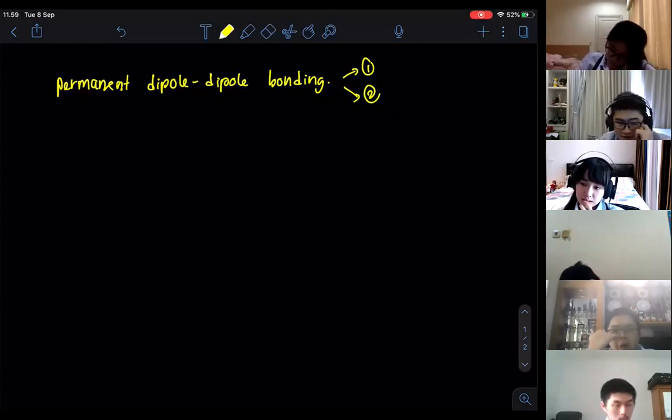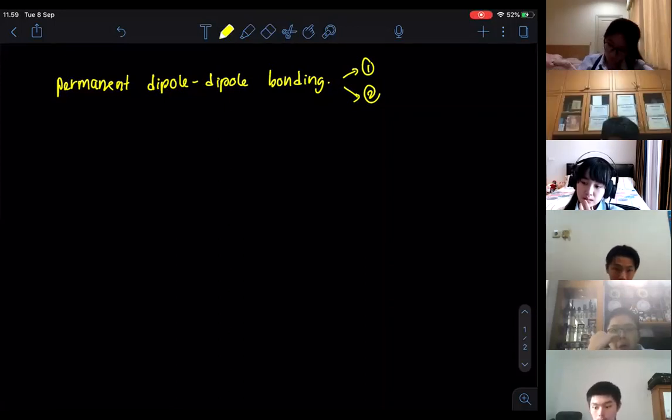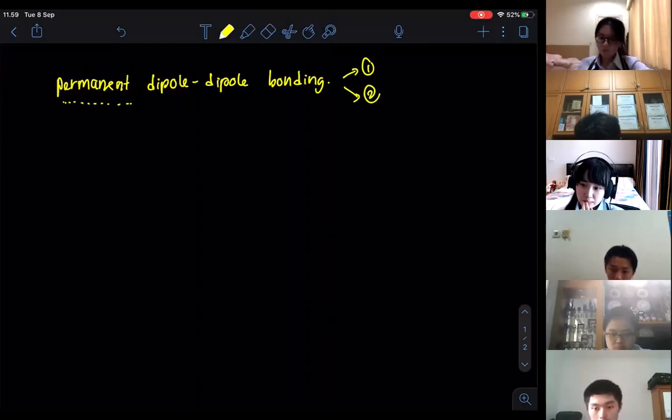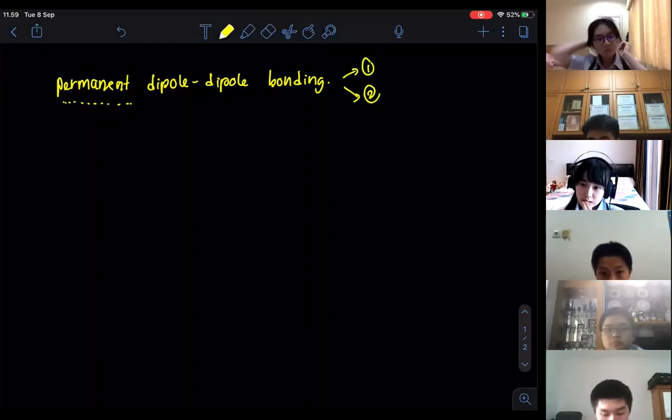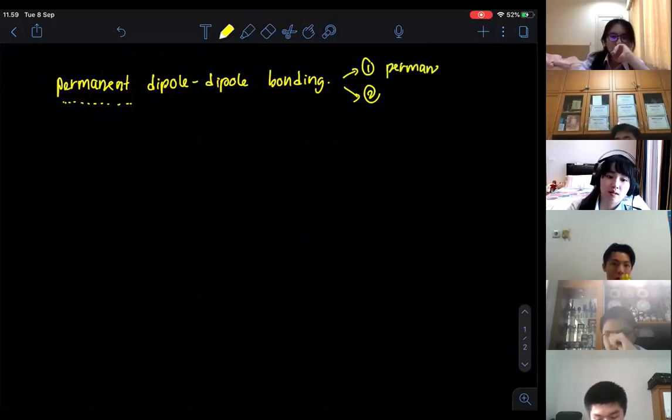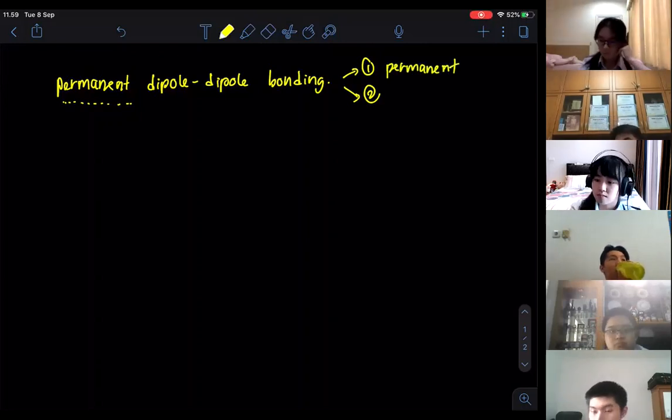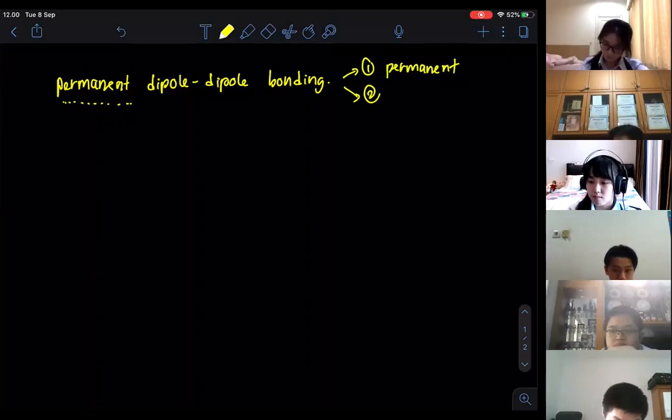Can't be separated. What do you mean separated? Like the bond can't be broken. Okay, rather than that, maybe we can comment on this: the bonding is permanent. It's not temporary. The first point is that the bonding between them is going to be permanent. It's not temporary. So something that is permanent is going to be difficult to break.